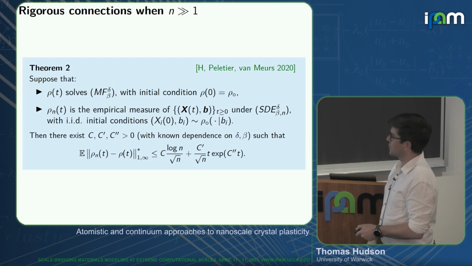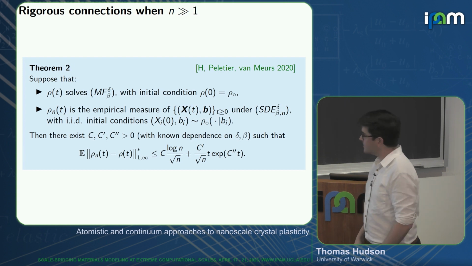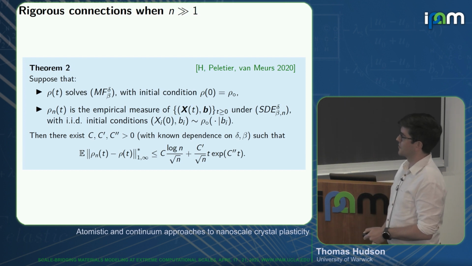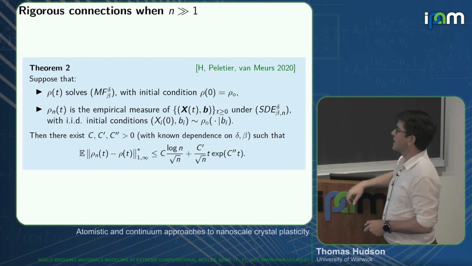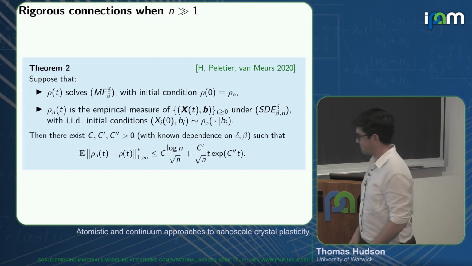You should just read this, if you don't know what it means, as the expectation of the error between the solution to the PDE and the empirical measure of the solutions. For those that know what that means, this is the dual Lipschitz norm on two measures. And this behaves basically like, if you ignore the log, 1 over square root n times some constants.